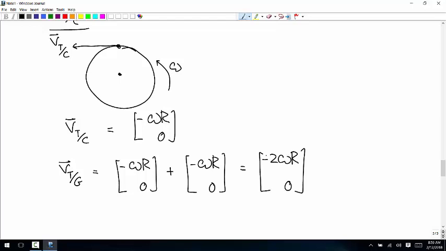So the top of a wheel is always going twice as fast as the axle. Like when you're riding your bike, if you're riding your bike 10 miles an hour, the top of the wheel is going 20 miles an hour. That's how it always has to work. Any questions about the velocity part?